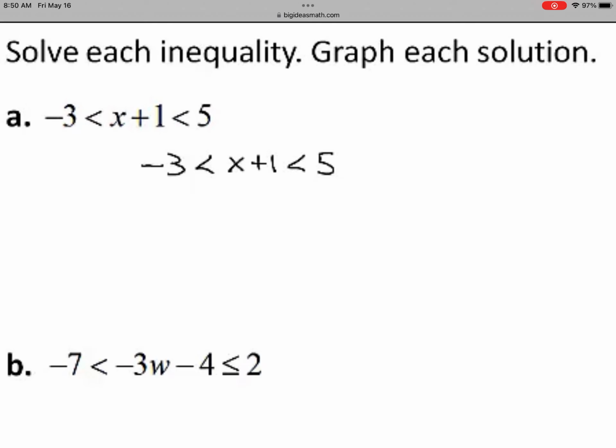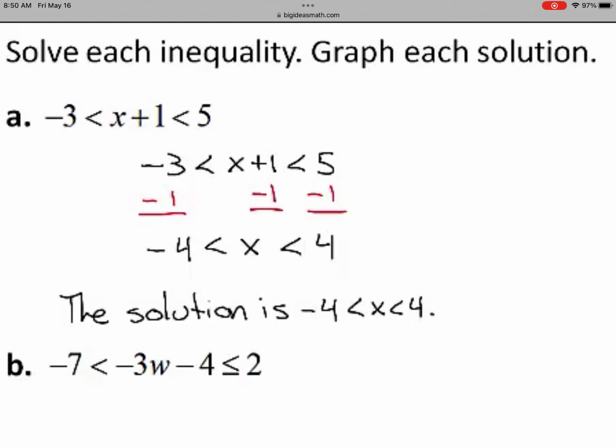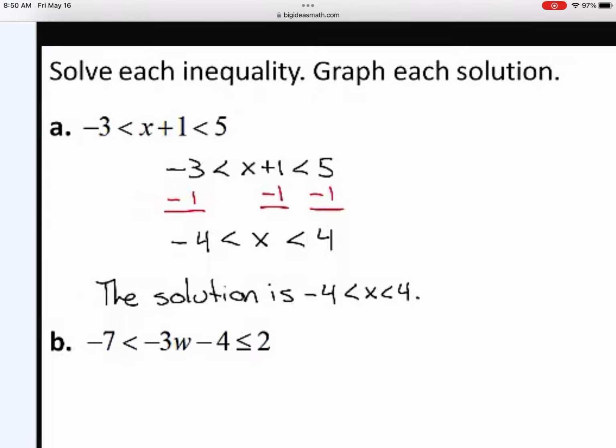Next, use the subtraction property of inequality. Subtract 1 from each expression. Because -3 minus 1 is -4, 1 minus 1 is 0, and 5 minus 1 is 4, -4 is less than x is less than 4. So the solution is -4 less than x less than 4.